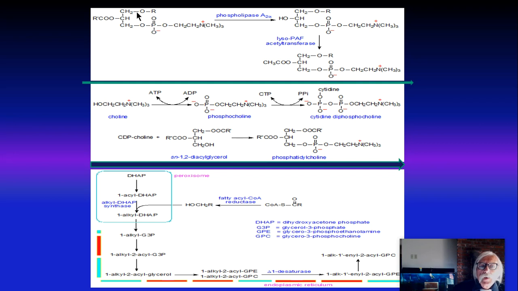This one happens to be, you can see the linkage there. This is going to be most likely a phosphatidic acid based or glycerol based lipid. You use phospholipase A2 and get rid of the fatty acid in the 2 position. That fatty acid can go on and do things like become an icosanoid, by the way. Lyso-platelet activating factor acetyltransferase comes in and adds an acetate there.